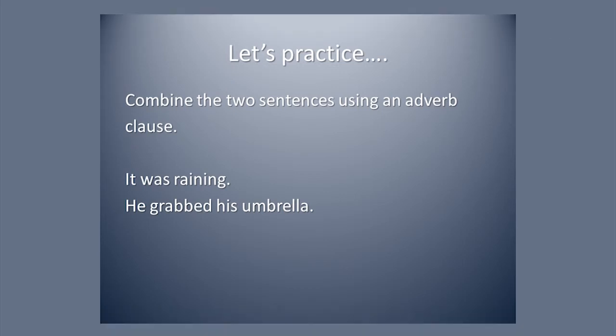In this case, the adverb clause indicates a reason. You could write, because it was raining, comma, he grabbed his umbrella, or he grabbed his umbrella because it was raining. For more information on adjective and adverb clauses, visit the web link section on Blackboard.